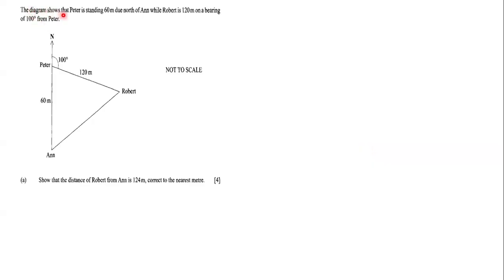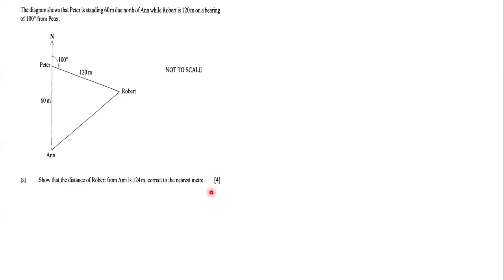The diagram shows that Peter is standing 60 meters due north of Anne, while Robert is 120 meters on a bearing of 100 degrees from Peter. And so here we have the diagram. It says, show that the distance of Robert from Anne is 124 meters, correct to the nearest meter.